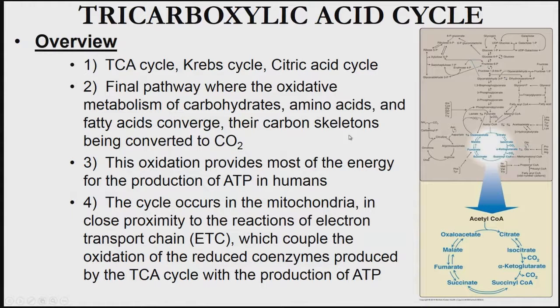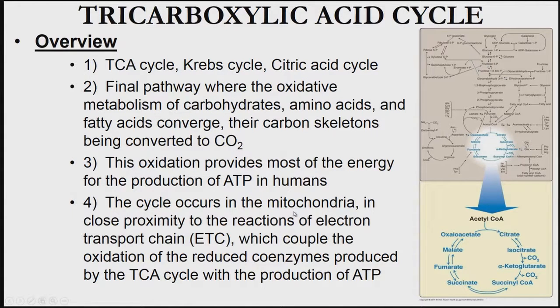The oxidation through the TCA cycle provides most of the energy that we're going to use to produce ATP. So we're actually going to produce ATP in the next lecture in the electron transport chain, but we're going to produce all the reduced intermediates that we're going to oxidize through the electron transport chain. We're going to produce those in the TCA cycle. Okay? There's other places where you produce them, but the TCA cycle produces the bulk of them.